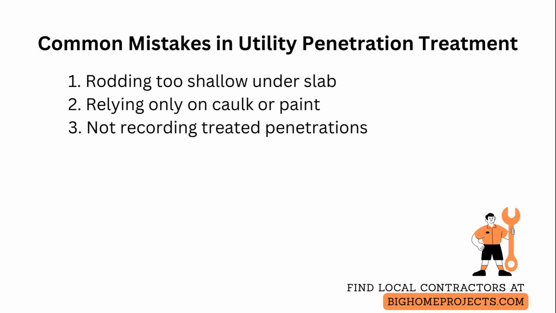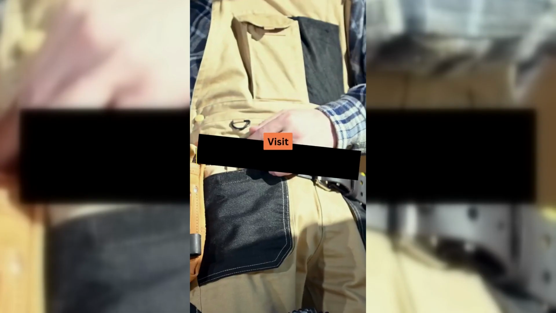Forgetting to record treated penetrations causes ambiguity on later inspections, so photograph each penetration, note depth and chemical product, and store records with the property file.